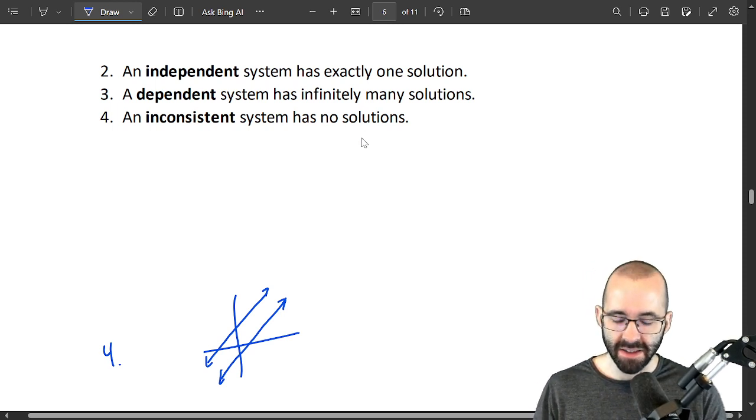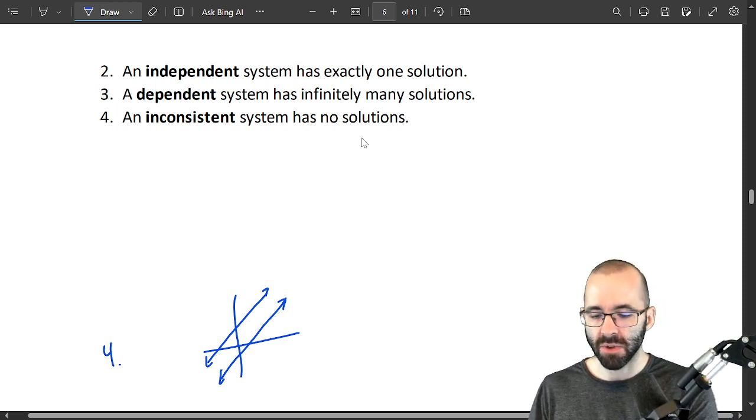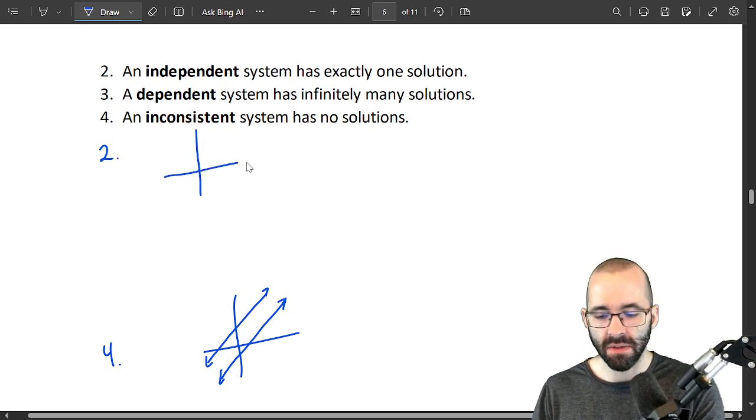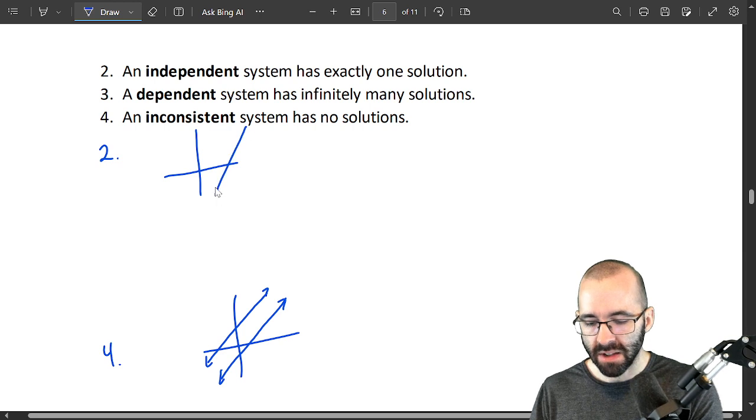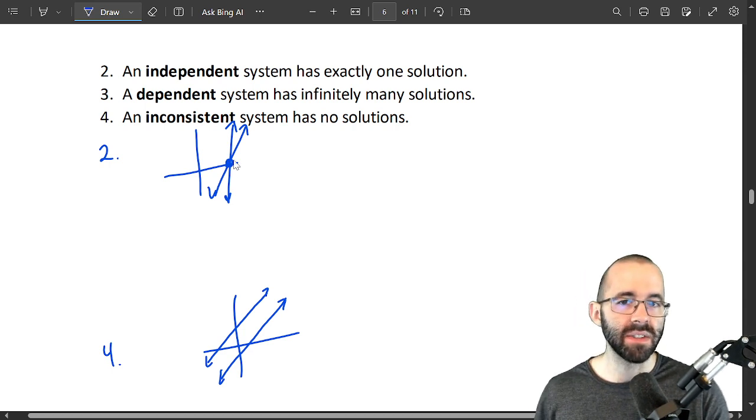An independent system has exactly one solution. Again, this is really what we've been working with in this section. Maybe one looks like this. Maybe the other one looks like this. There's exactly one solution.